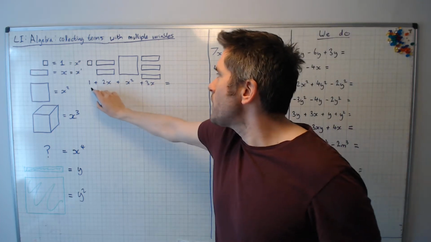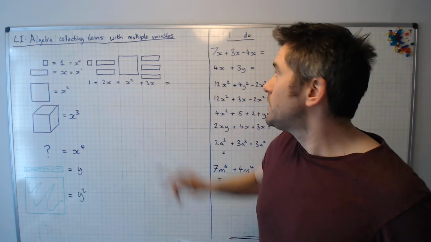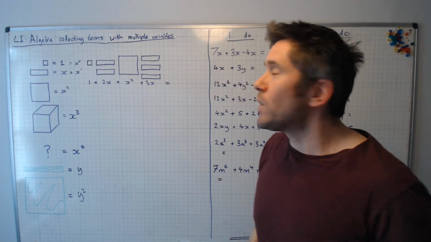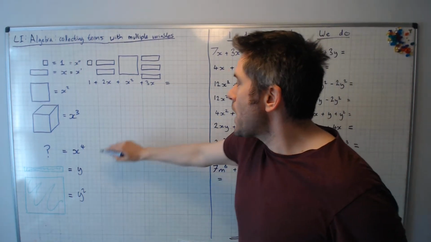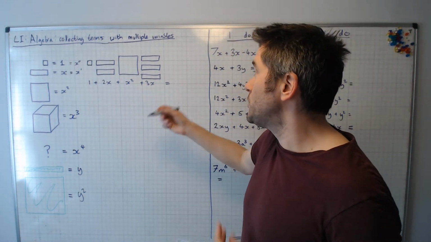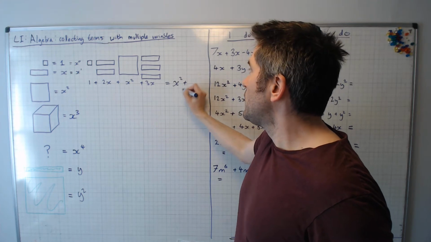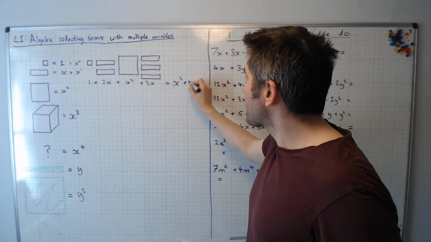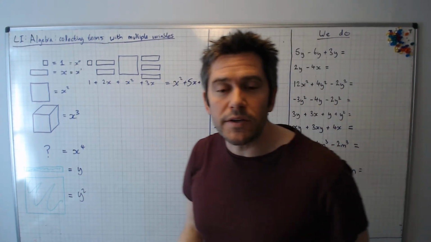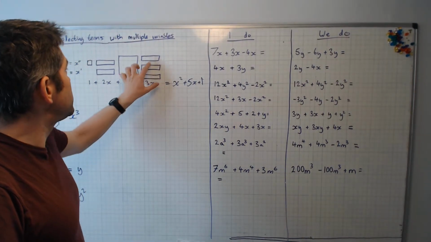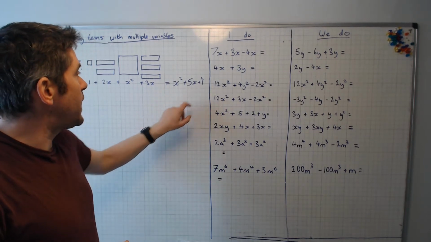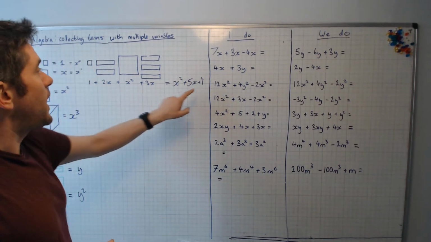So here we have 1 plus 2x plus x squared plus 3x. In total, we've got 5 of these x's, and we've got 1 of these x squared and 1 of these units. So we'll start with the highest power of x. Remember, this 1 is actually x to the power of 0. We're going to start with the highest power, which is x squared. We've just got 1 of those. And we've got 5x, and we've got 1. So that's how we can simplify that one. We can't simplify any more because these are different things from these. These are 3 different kinds of thing, and these are descending powers of x. X to the 2, x to the 1, x to the 0.